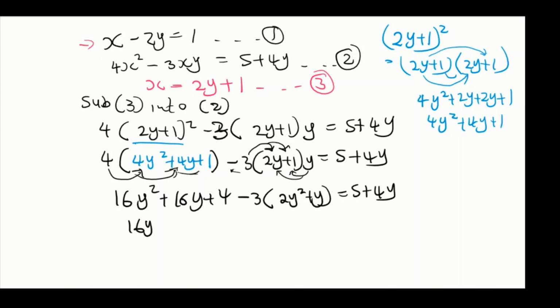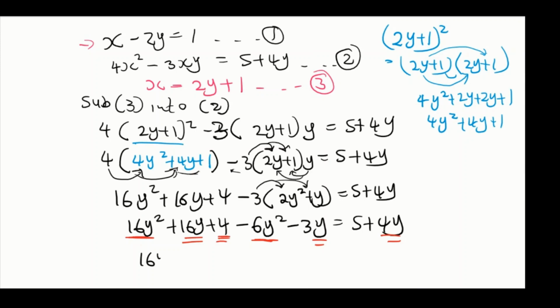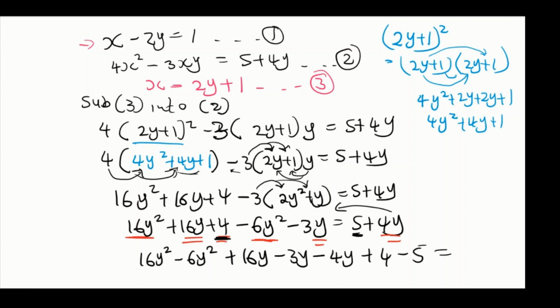So it's 16y squared plus 16y plus 4. Then the minus 3 will multiply everything inside. So we're going to have minus 6y squared minus 3y is equal to 5 plus 4y. So you're going to have 16y squared minus 6y squared plus 16y minus 3y. Then you transpose the 4y to the other side, you have minus 4y. And then you're going to collect like terms for this one, this one and this 5 here. So it's going to be plus 4 minus 5 being equal to 0.